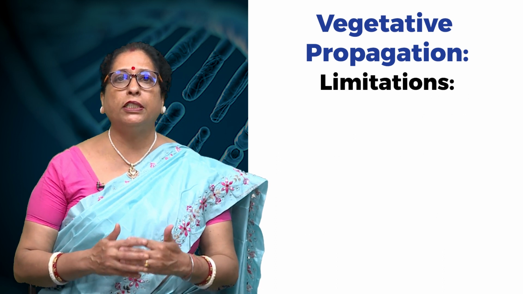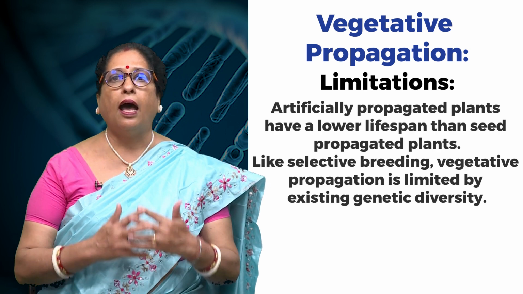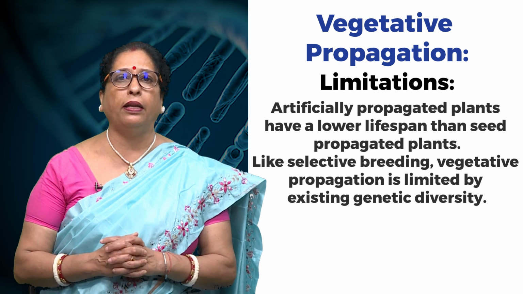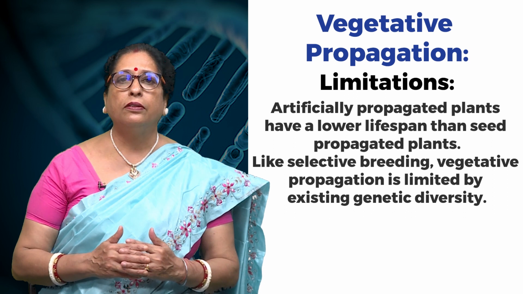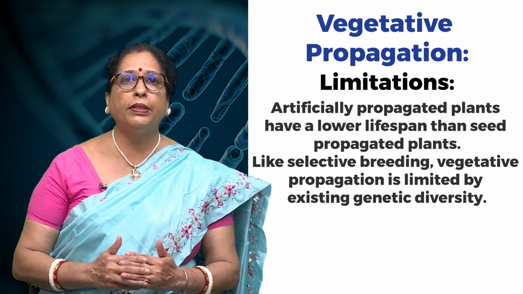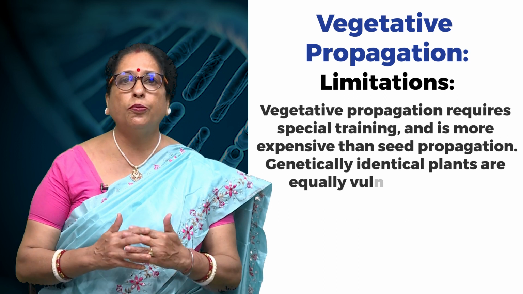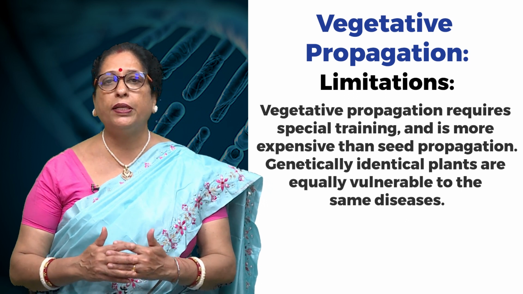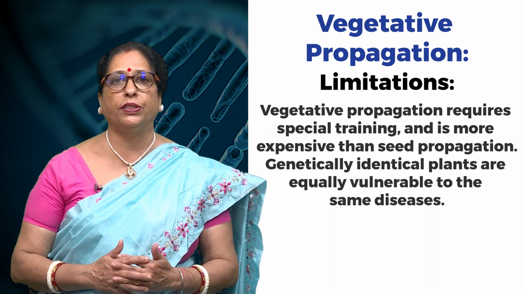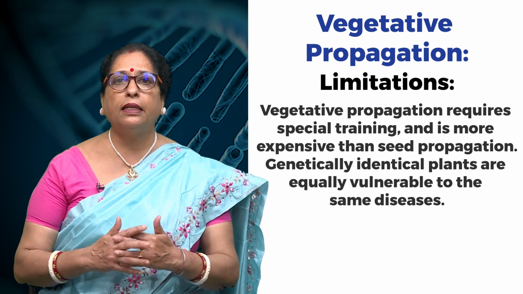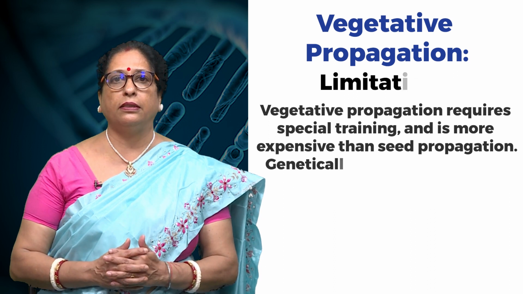Then limitations of vegetative propagation. Artificially propagated plants have a lower lifespan than seed propagated plants. Like selective breeding, vegetative propagation is limited by existing genetic diversity. Vegetative propagation requires special training and it is more expensive than seed propagation. Genetically identical plants are equally vulnerable to the same diseases.